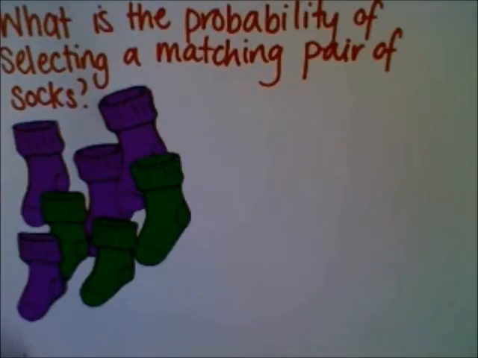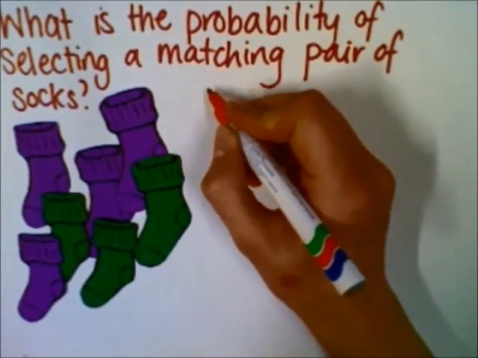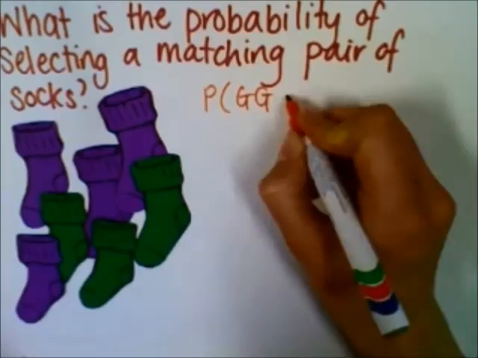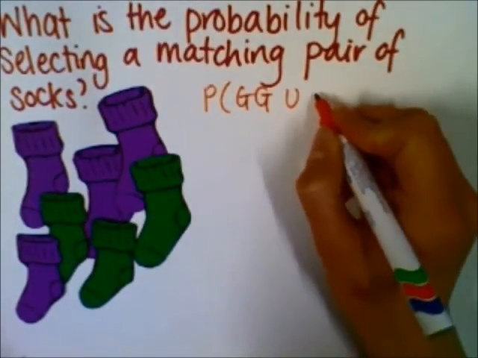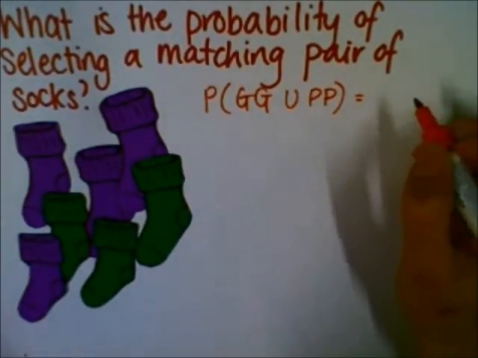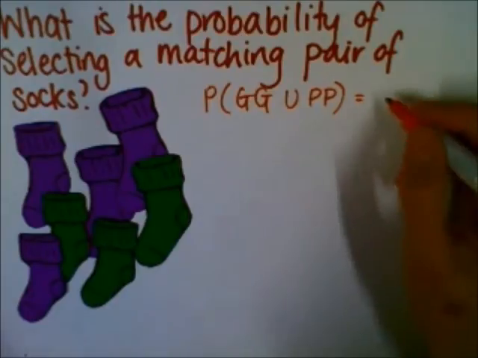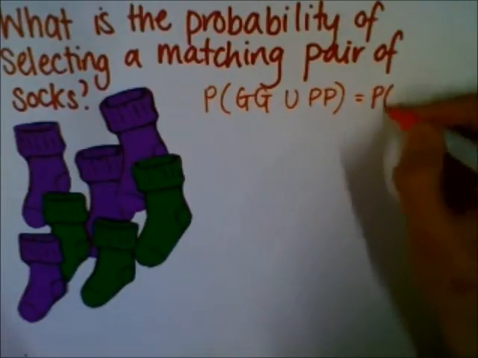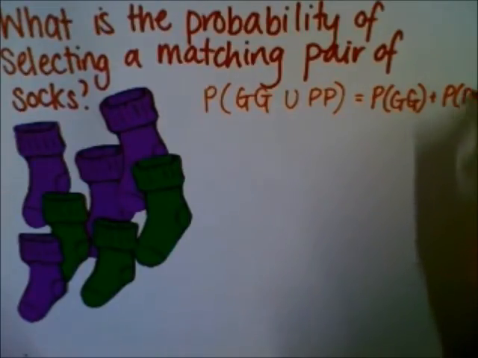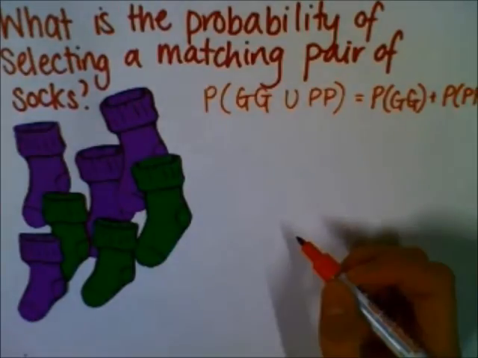What's the probability that you're going to pull out a matching pair of socks? So what we're asking here is, what is the probability of getting 2 green socks? So I'll put green, green, or, and remember that's our symbol for or, the probability of getting 2 purple socks. And we know that when we say or, to work out that probability, we just work out the probability of the first one, 2 greens, plus the probability of the second one, 2 purples. So it's helpful to draw a tree diagram in this case.